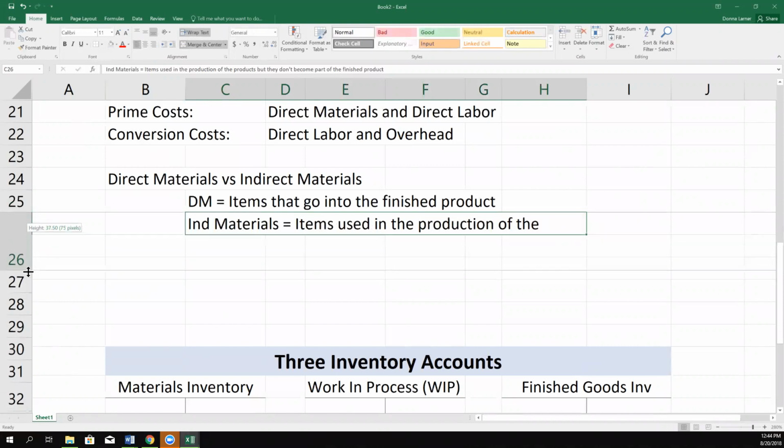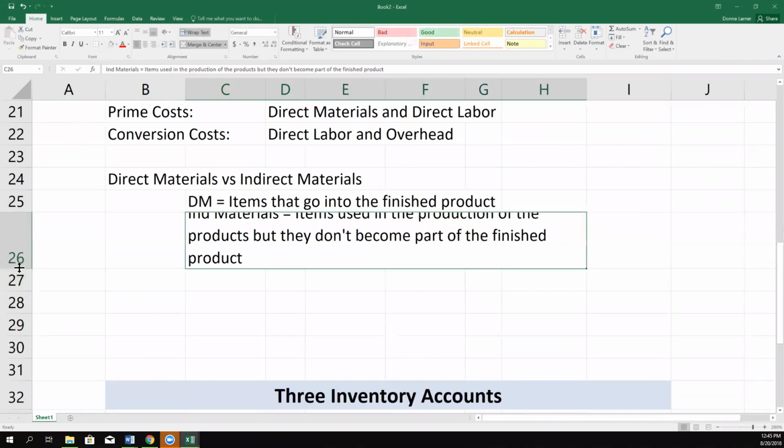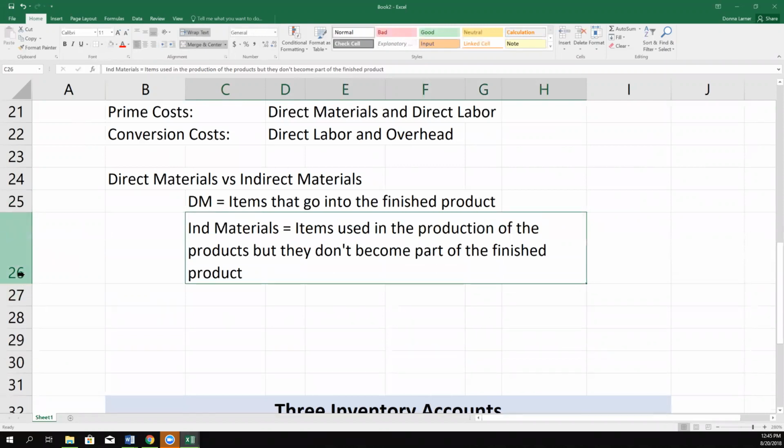If we are making, let's say, wood furniture, we take pieces of wood, we stain them, cut them, glue and nail them together and make beautiful pieces of furniture. There are things like saw blades and sandpaper that get used up in the process of making the finished product, but they don't become part of the finished product. If someone takes home one of our dining room tables, they're not going to find sandpaper as one of the elements of their new table. Hopefully not, unless we made some big mistake.